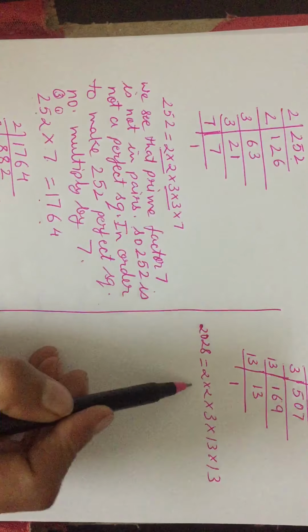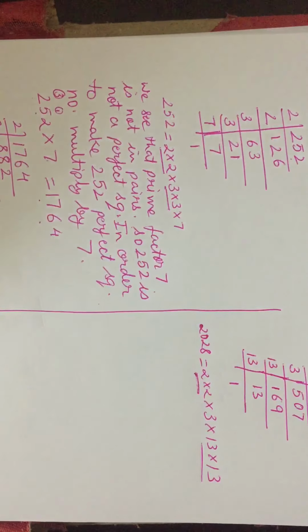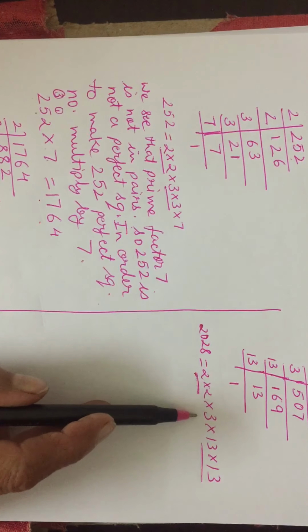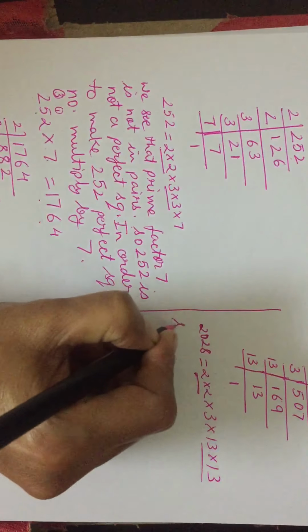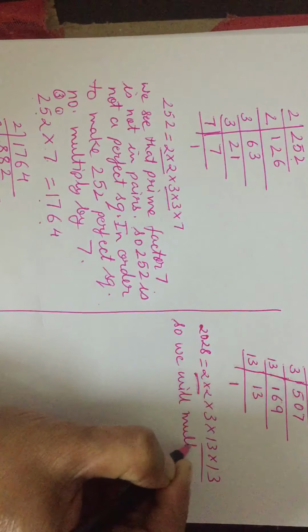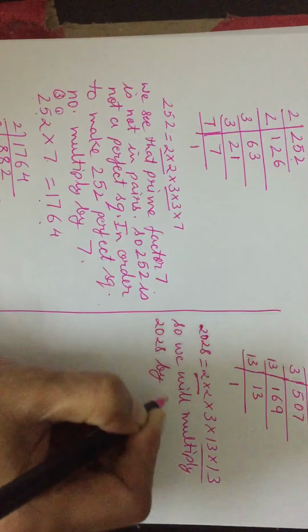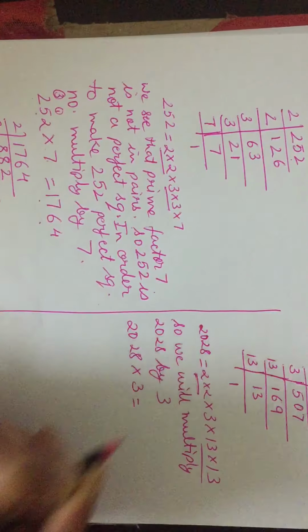Now what are the pairs? See, which is the incomplete pair? 3. So we see that 3 is a prime factor, 3 is not in a pair. So 2028 will be multiplied by 3. So we will multiply 2028 by 3.